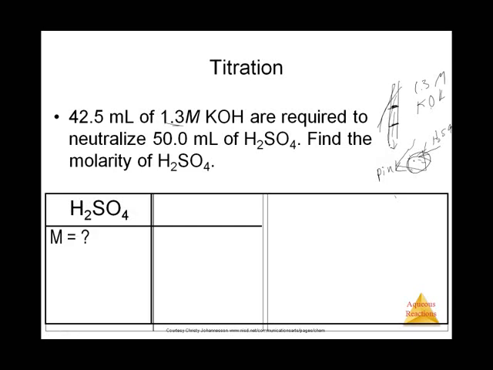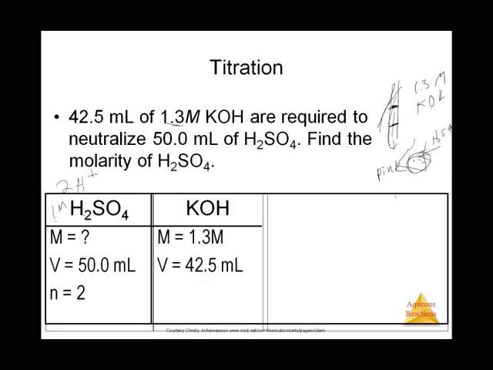So I'm trying to find the molarity of the acid. I know my volume. I know that H2SO4 is going to make 2 H pluses. So for every 1 mole of this, I'm going to get 2 moles of hydrogen, right? Whereas for the base, potassium hydroxide, I know its molarity is 1.3. I know its volume because that's how much it took in the titration. And I know that there's only 1 OH. For every 1 mole of this, I'm going to get 1 mole of OH.